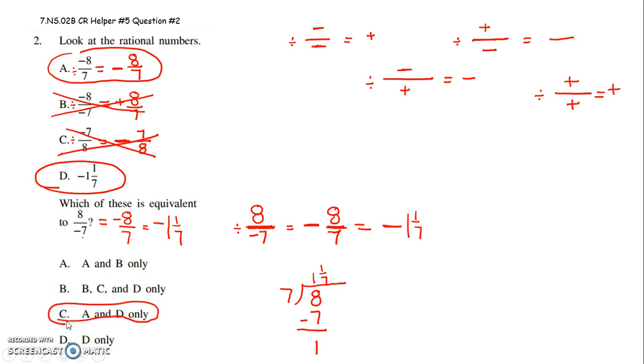I hope that helps. So you just have to use your division rules for signed numbers to simplify each answer. And then if you can rewrite your answer as a mixed number, go for it. I hope that helps.